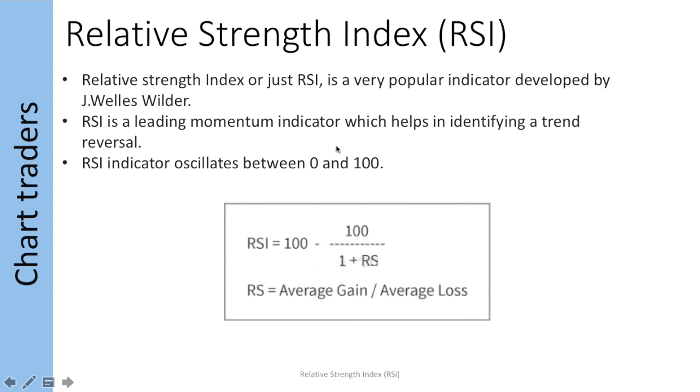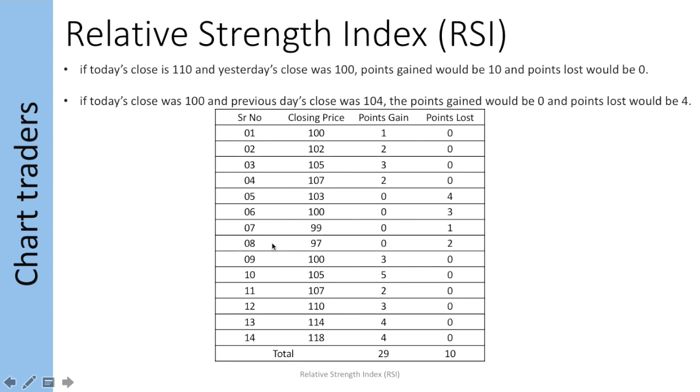So how to calculate the RSI value? The equation of the RSI is equal to 100 minus 100 divided by 1 plus RS. What is RS again? It is the average gain divided by the average loss. So how to calculate average gain and average loss, and also how to calculate RSI, we will see.